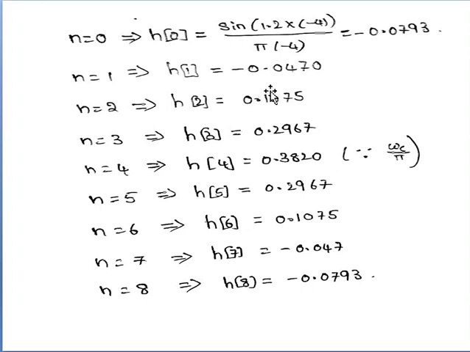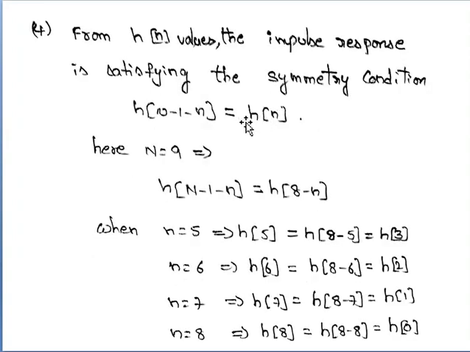That means here it follows certain symmetric condition. So from this we can conclude that the impulse response is satisfying the symmetric condition. What is the symmetric condition? H of n is equal to h of capital N minus 1 minus small n. So we may check like this. h of capital N minus 1 means 8. H of 8 minus n is h of n.